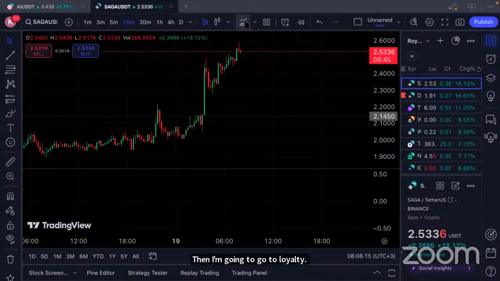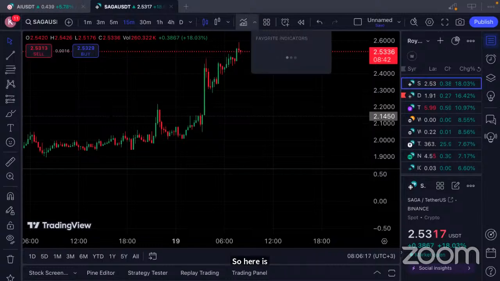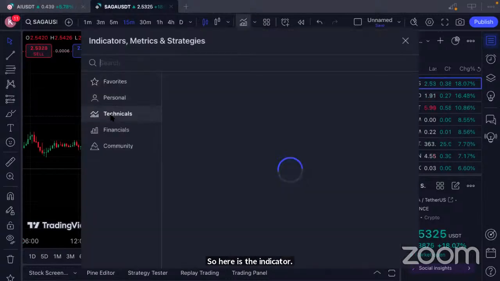No. So I'm going to come here, then I'm going to go to the indicators. So here is the indicator. Then we come here on technical indicators.